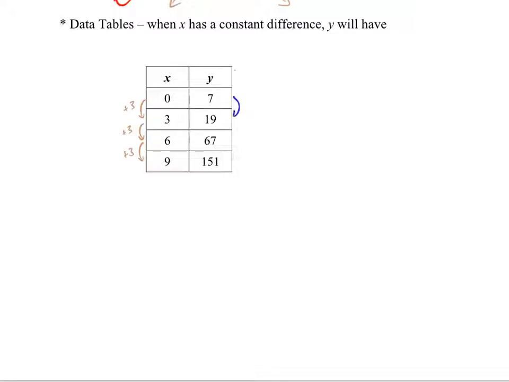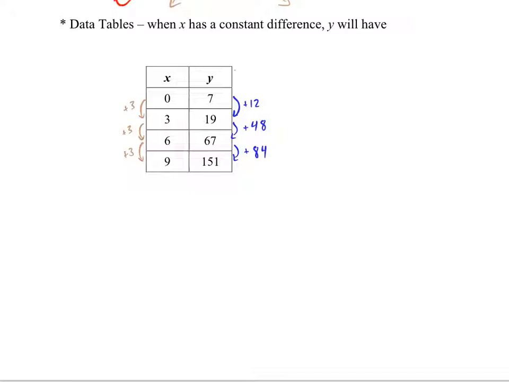Going from a 7 to a 19, that's a plus 12. From 19 to 67 is a plus 40 something, right? Who's feeling smart? 48. Okay, cool. And 67 to 151 is going to be a plus 84.